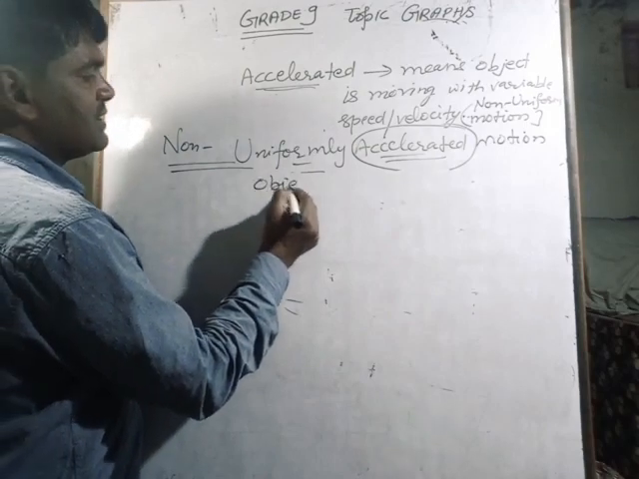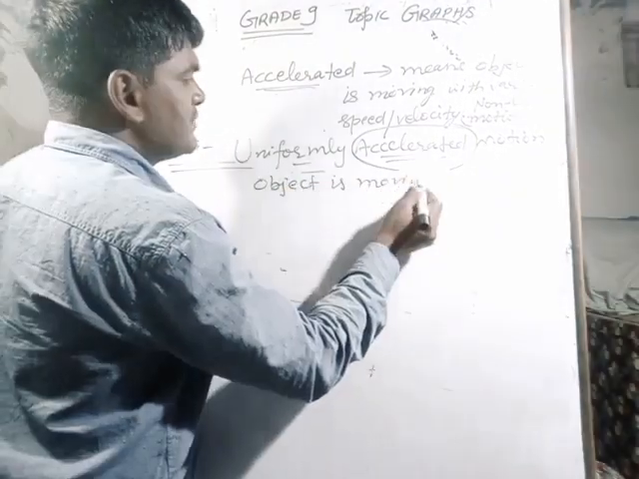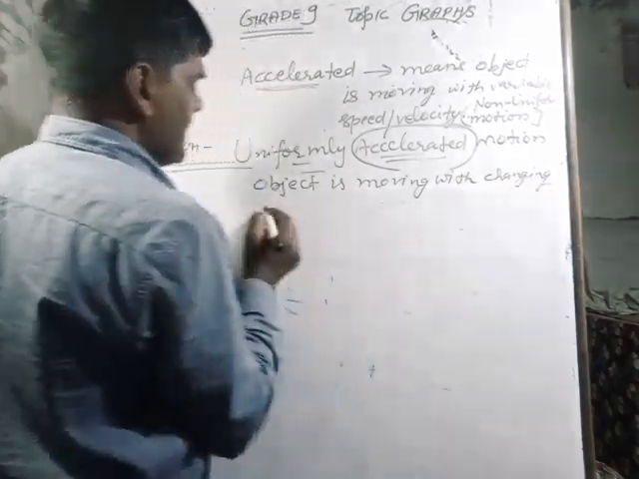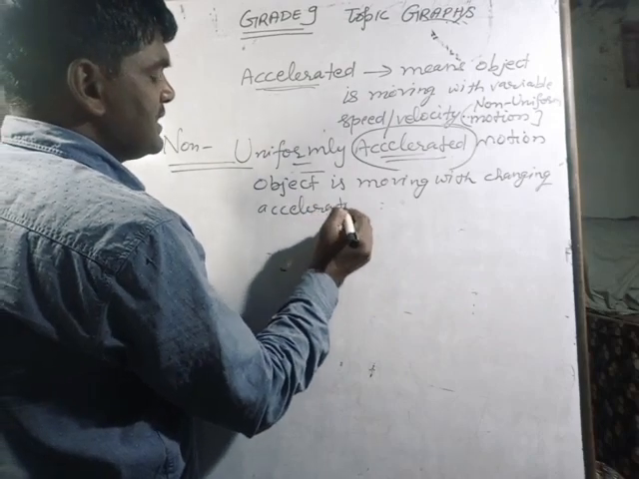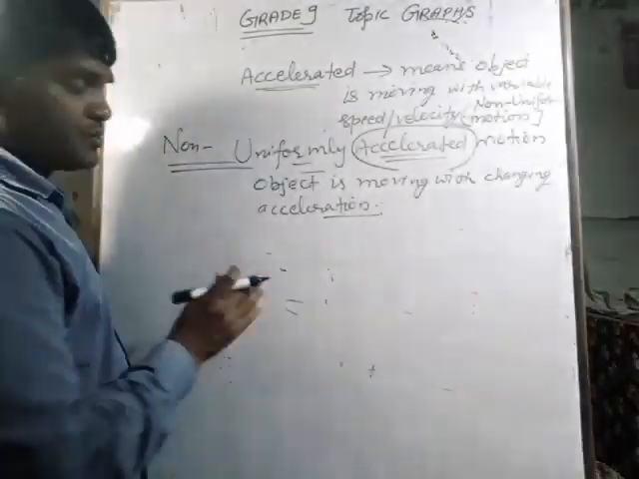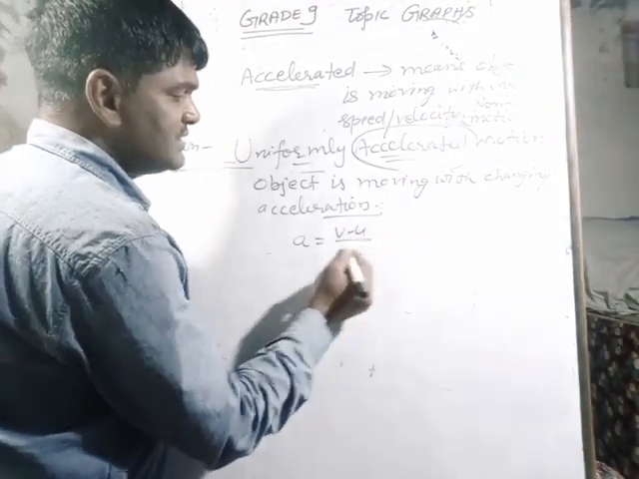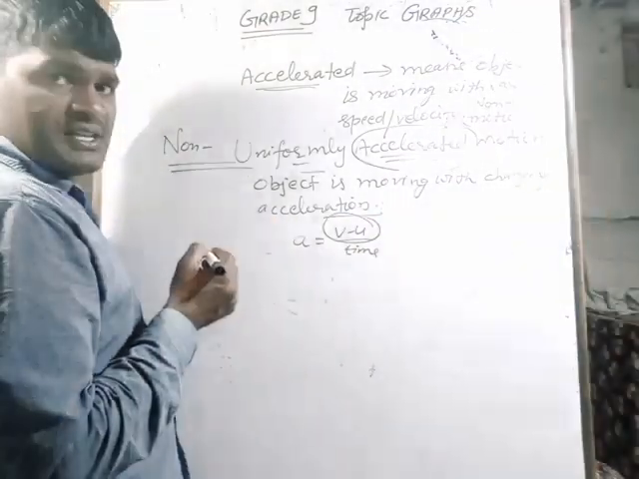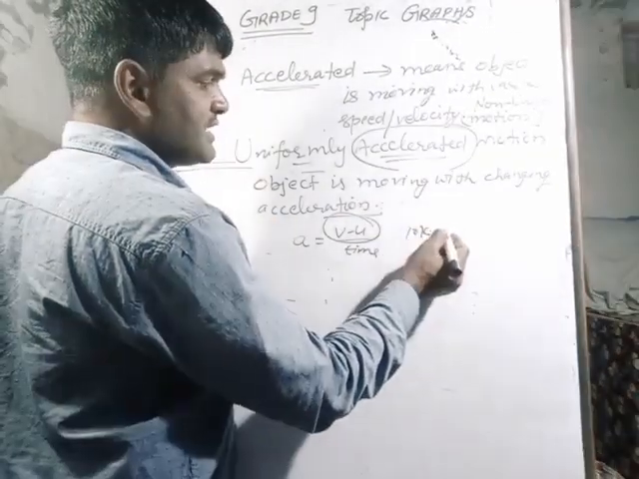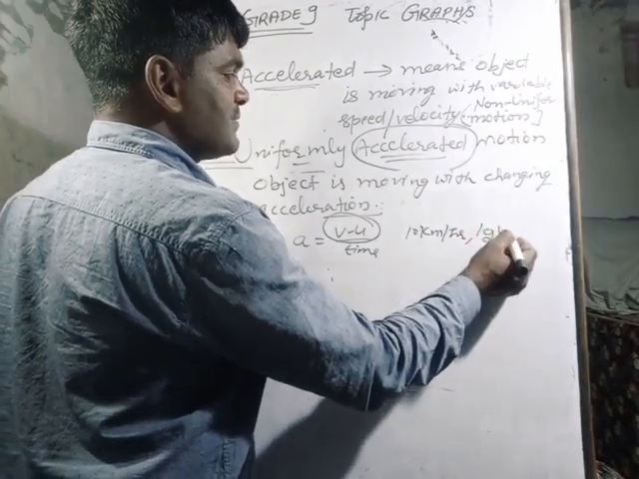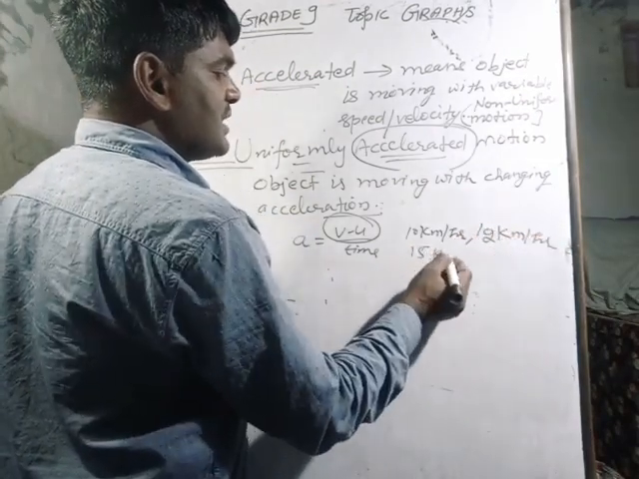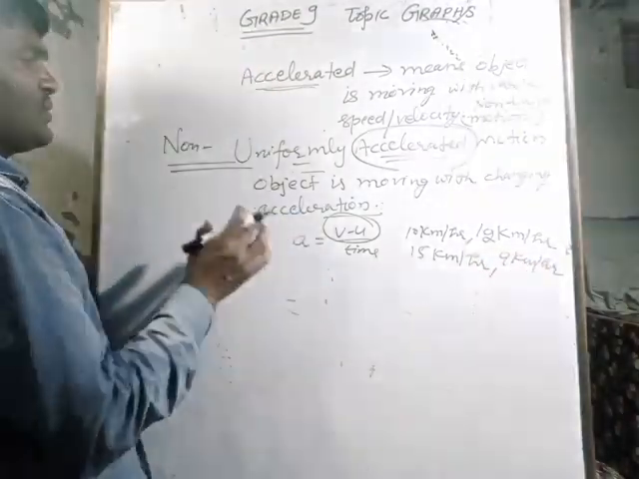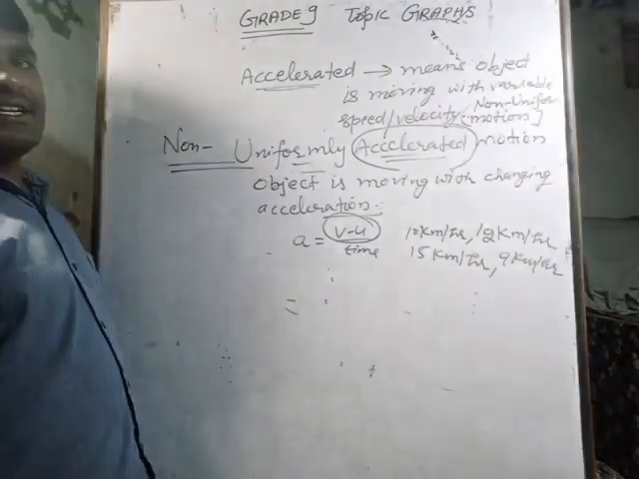Object is moving with changing acceleration. So how can an object move with changing acceleration? If for an equal interval of time, this change doesn't remain constant. Sometimes it is 10 km per hour, sometimes 12 km per hour, 15 km per hour, 9 km per hour. That type of motion is known as non-uniformly accelerated motion.